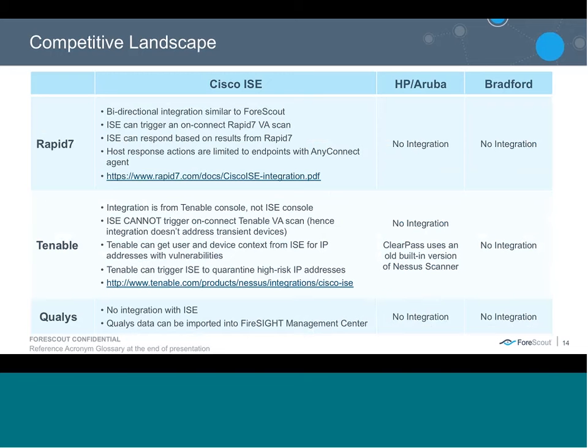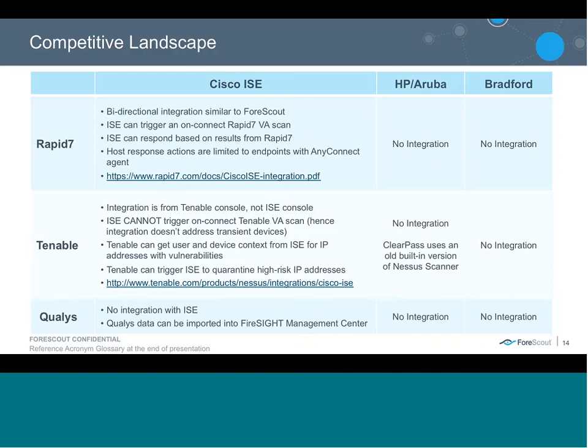So now that we know about the products, we know about the partners, and we understand how this all works together, let's look a little bit at the competitive landscape and how we stack up against Cisco, Aruba, and Bradford. So with Rapid7, Aruba and Bradford have no integration. That's a pretty easy one, right? Cisco ICE, as most of you probably know, is one of the largest competitors that we go up against, and they do have some integrations.